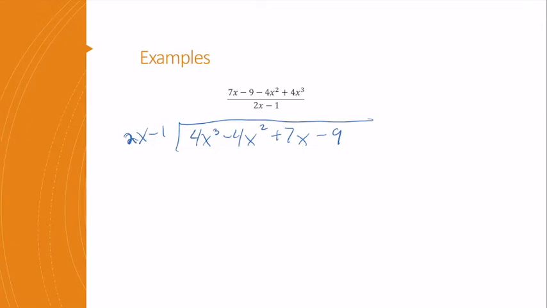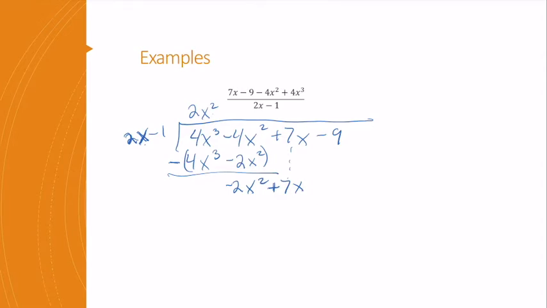I say, okay, what do I multiply 2x by to make it look like 4x cubed? The answer is 2x squared. 2x squared times 2x gives me 4x cubed. 2x squared times negative 1 gives me a negative 2x squared. I subtract, my first term cancels. A negative 4x squared plus 2x squared becomes negative 2x squared, and I pull down my second term.